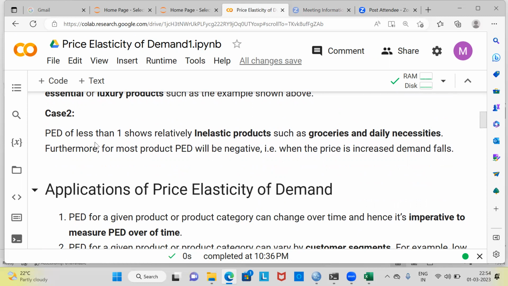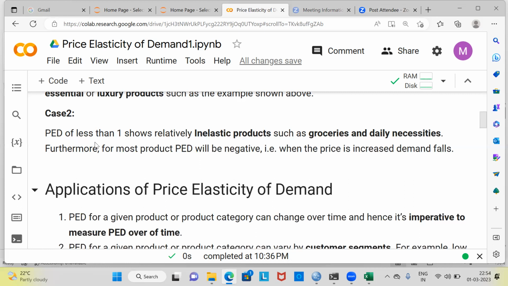Let's now move on to case number 2, wherein we are talking about a PED of less than 1. When I say less than 1, the value could be 0.5 or 0.8 or 0.2. In many cases, it can be negative as well. How do we interpret a case wherein the PED is less than 1?